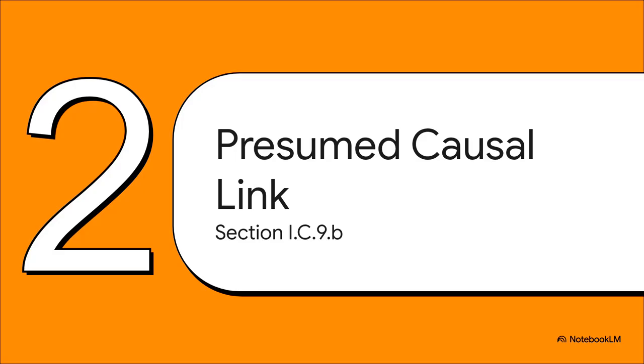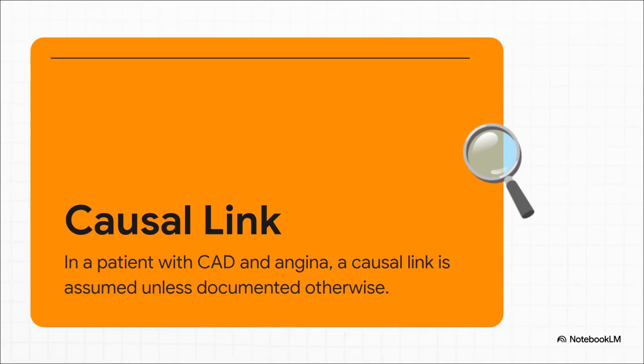Section 2. The presumed causal link. So what's wild about this rule is how it literally dictates clinical assumptions right out of the gate. According to the CMS guidelines, the coding system presumes a causal relationship between CAD and angina. If your patient has both, boom, the system legally assumes the atherosclerosis caused the angina. You don't need the provider to explicitly write angina due to CAD. The guidelines do the linking for you unless the documentation explicitly states the angina is due to something else.